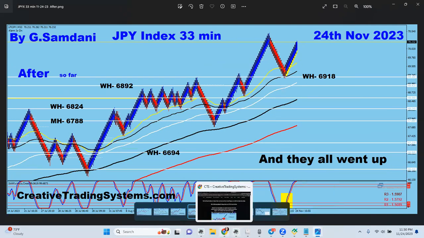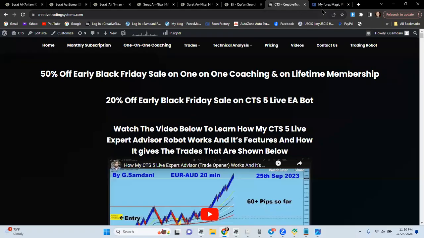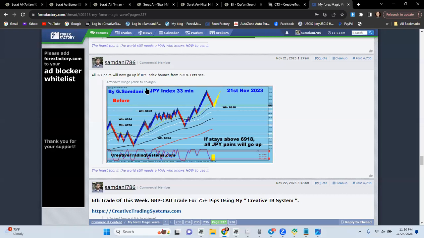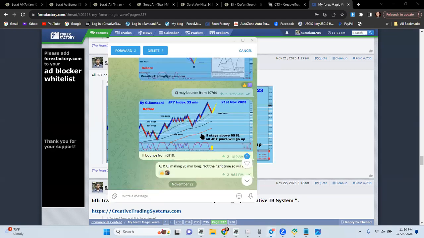And by the way, this chart I posted on, let me show you. I posted on my Forex Factory forum here. You see that? This one I posted on the November 21st, right? And saying that all yen pairs will now go up. And if yen index bounced from 69.18, which it did exactly from there. Also, I posted on the Telegram here, right? There's the chart.